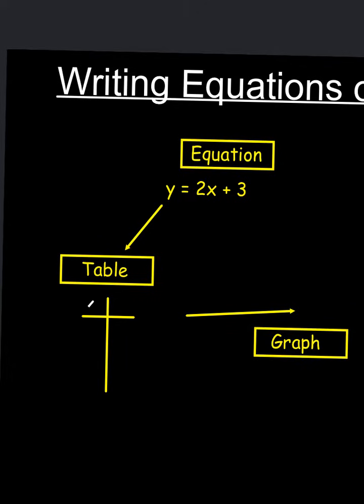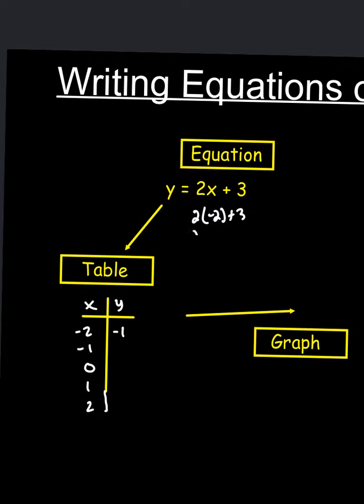So let's do that. We'll call the columns x and y. Typically, this isn't always the case, but a lot of times what I'll see students do is start with -2, -1, 0, 1, and 2, and then they just plug those in. So for -2, we would do 2 times -2 plus 3, which would be -4 plus 3, which is -1.